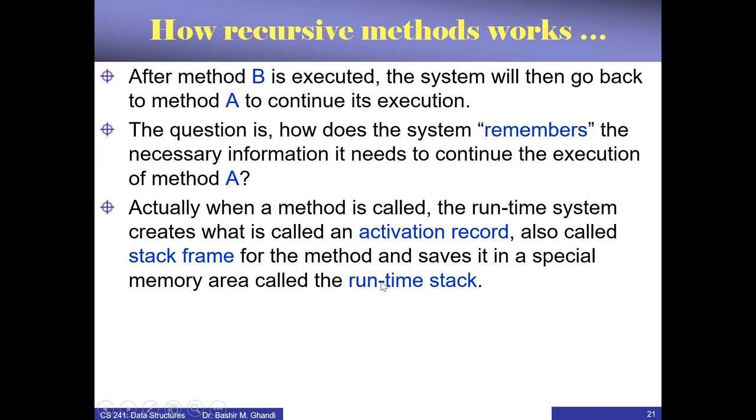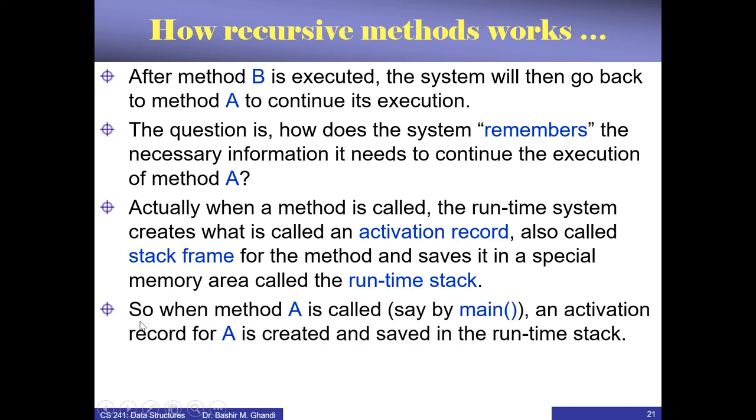The necessary information we will see in detail in a moment, but this activation record will contain the information I listed in the last slide, like the values of local variables, the parameters, and the return address. All of them will be created in a record called an activation record, and it will be saved in the runtime stack. So when the system finishes executing method B, it will now go to this runtime stack, recall this activation record for method A, and it will guide it to know how to continue the execution of method A. This is the idea.